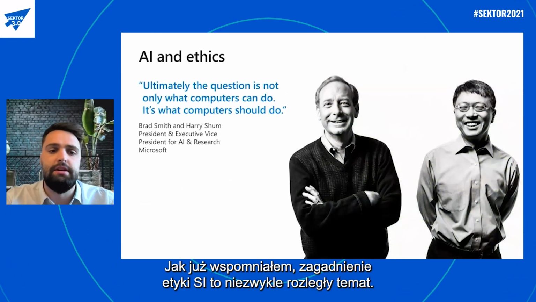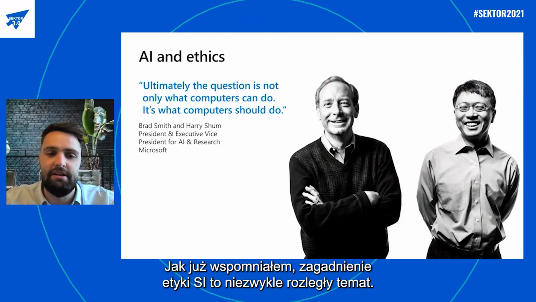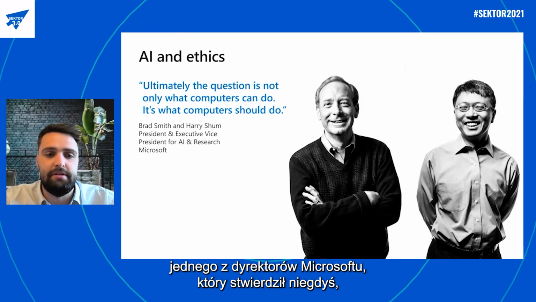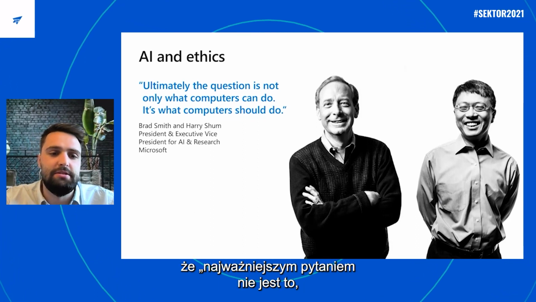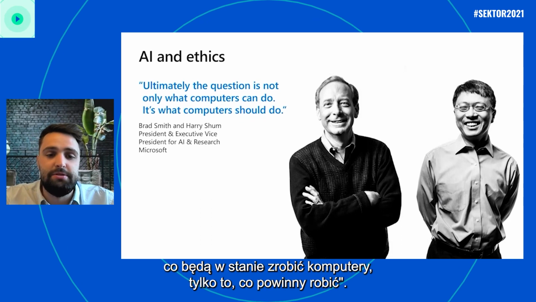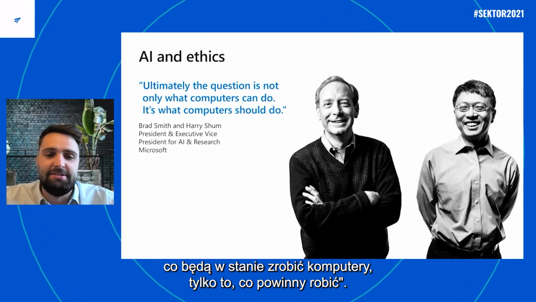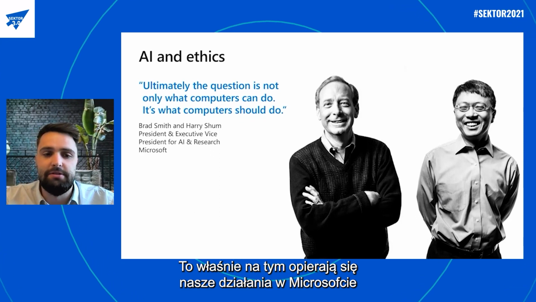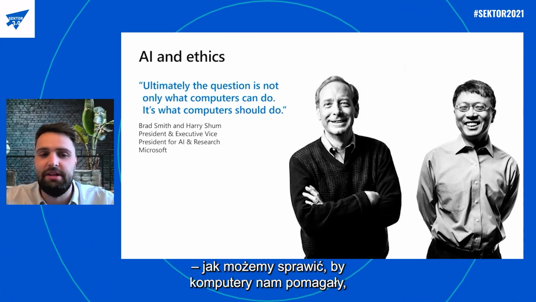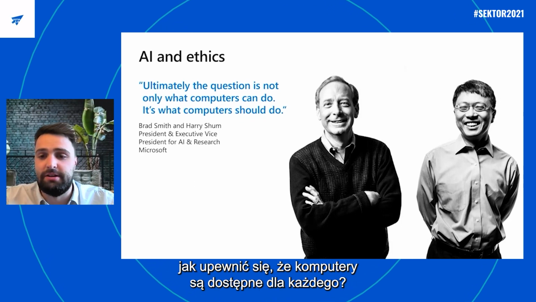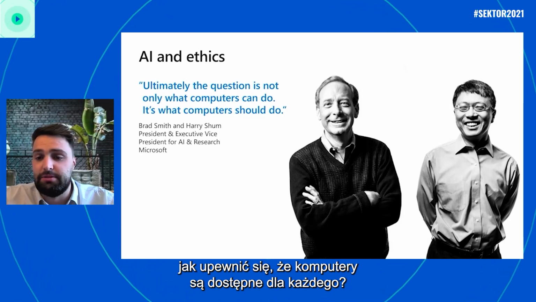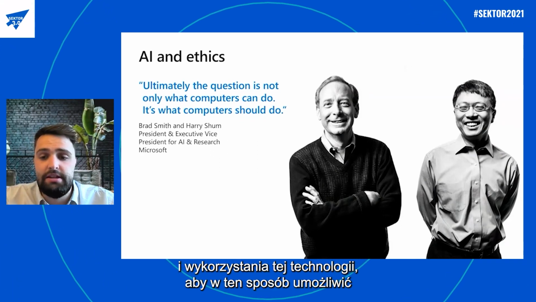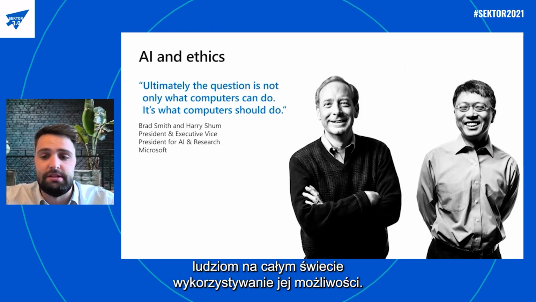But as I just mentioned, AI and ethics is a huge topic. So also the quote here from Brad Smith, the president of Microsoft: ultimately the question is not only what computers can do, it's what computers should do. And exactly, this narrative is something that we're trying to go about at Microsoft. How can we make computers help us? How do we make sure that computers are accessible to everyone? So we're committed to ensuring responsible development and use of artificial intelligence and to empower people around the world with this intelligent technology.